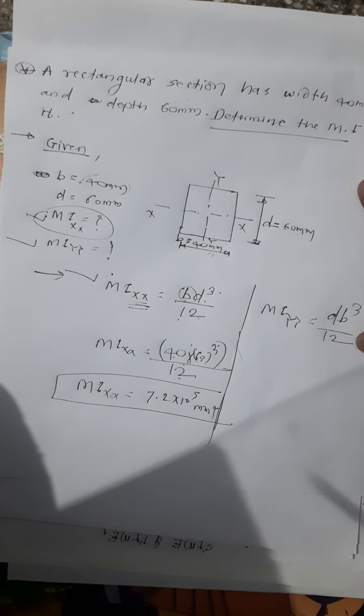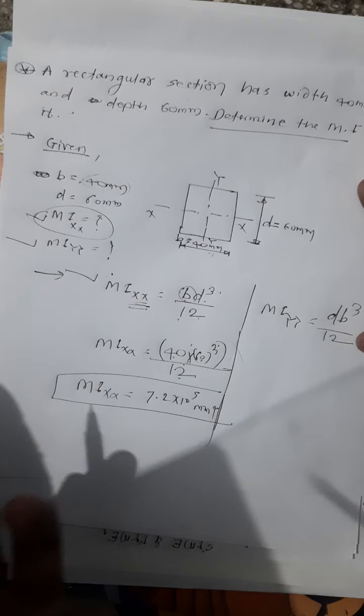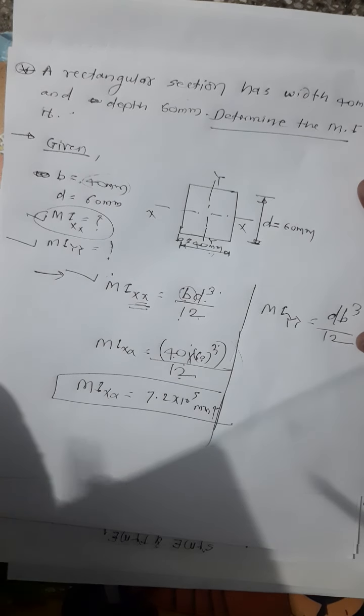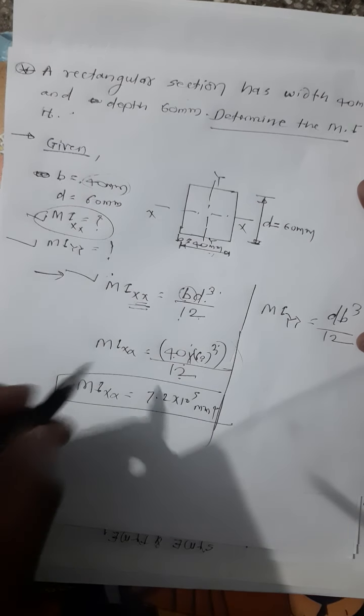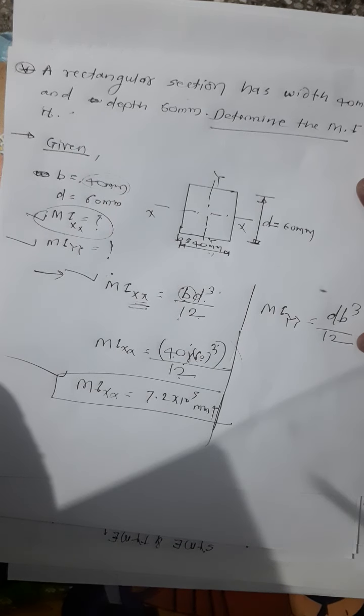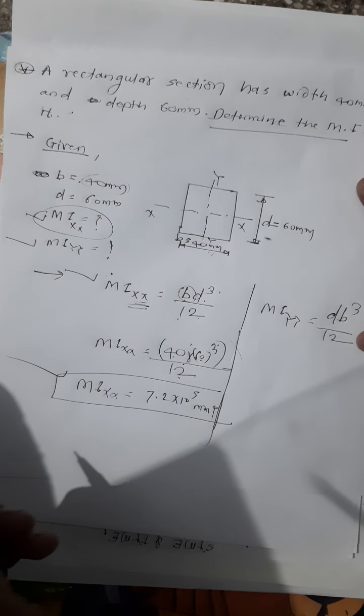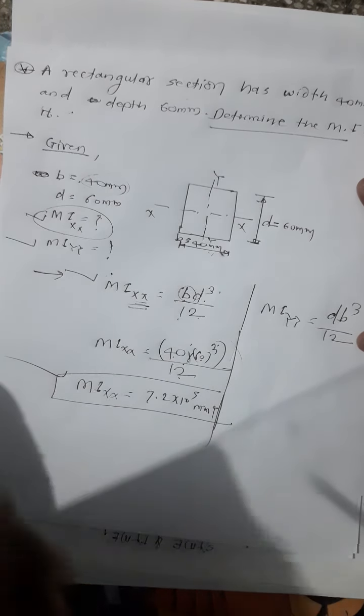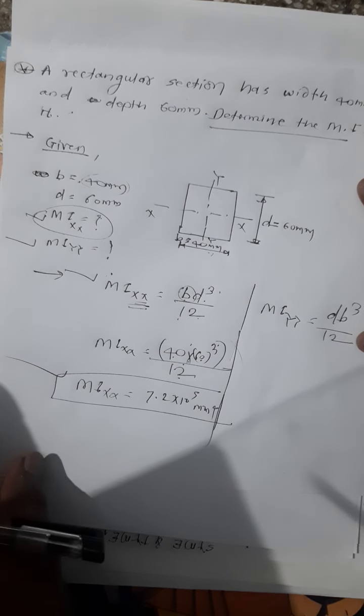So this is a very simple problem. Sometimes they ask it in our board exam for 4 marks. So this is EMI about XX. In this fashion you have to calculate the EMI of a rectangular section. Okay, my dear students.